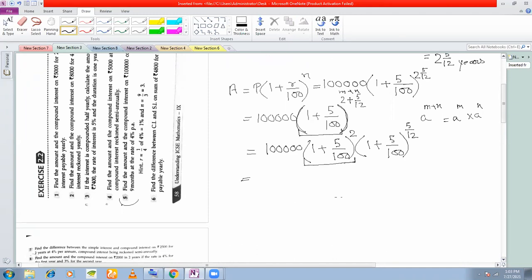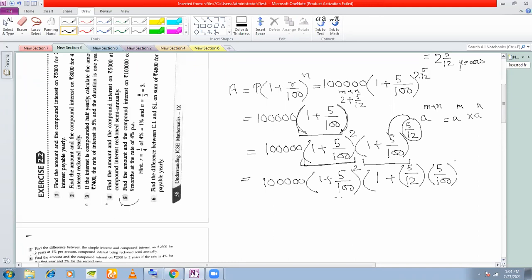Now this you can calculate very easily, right? The only problem is how to calculate this. So what we are going to do here is, in order to calculate this, in fact, we actually found an approximate value of this. So what you do here is, you take this power and you multiply it with this. So 1 plus 5 by 12 into 5 by 100. And this power becomes 1.